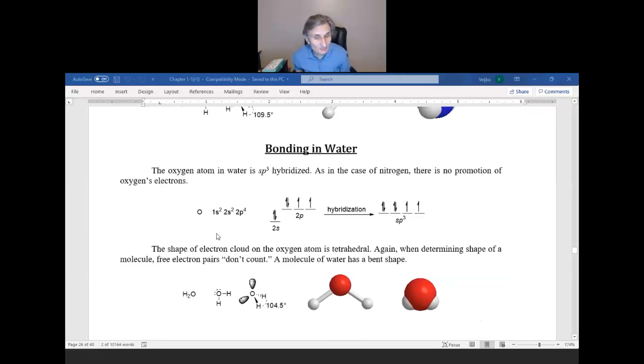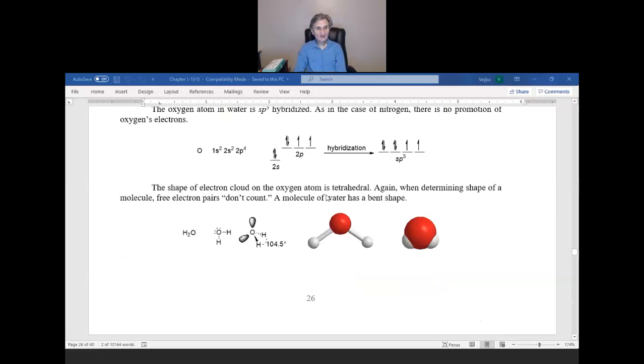Another important molecule is water, hydride of oxygen. So this is the electronic configuration of oxygen, 1s2, 2s2, 2p4. Again, only hybridization occurs. There is no promotion because it would not increase the number of unpaired electrons. And of course, this is the formula of water, Lewis structure. And you can see a molecule of water has bent shape. 2 free electron pairs.